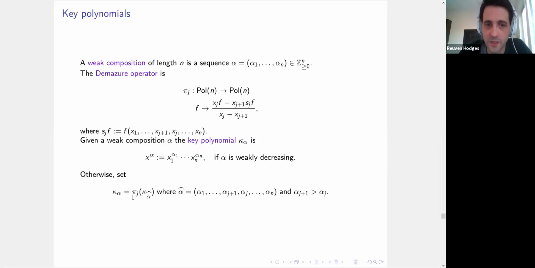Kappa alpha is equal to this Demazure operator applied to kappa alpha hat, where alpha hat is obtained by taking two entries in your composition that weren't weakly decreasing and making them decreasing by swapping them. And you just keep repeating this over and over again. It's a messy recursive definition, but that is one definition of key polynomials. And there are, of course, things you have to check. It's not so clear that this is actually giving you polynomials, but you check that and you see that it works out. And so this gives you your definition of key polynomials.